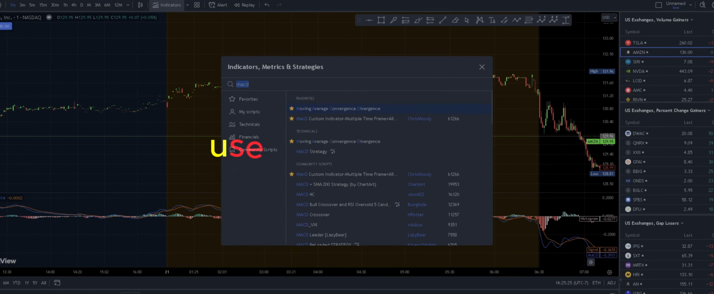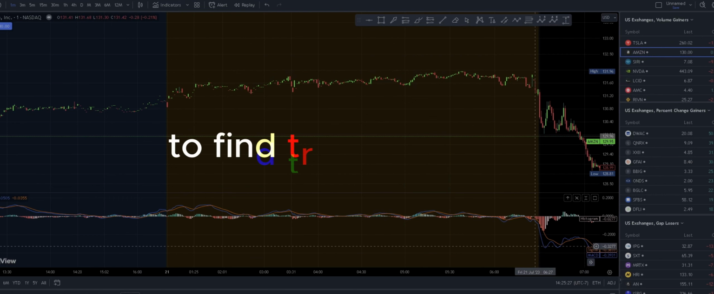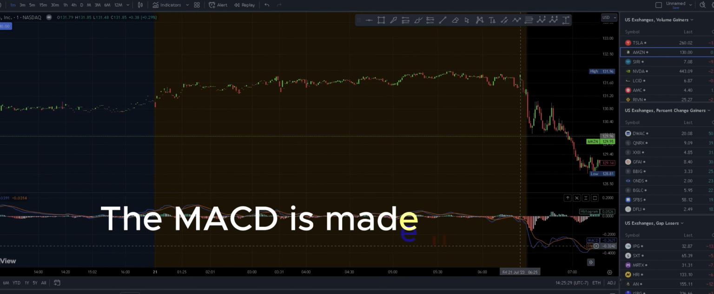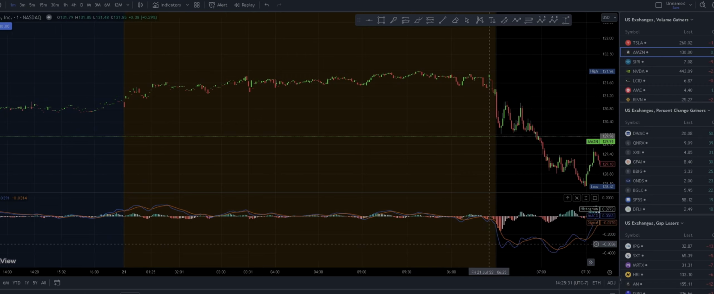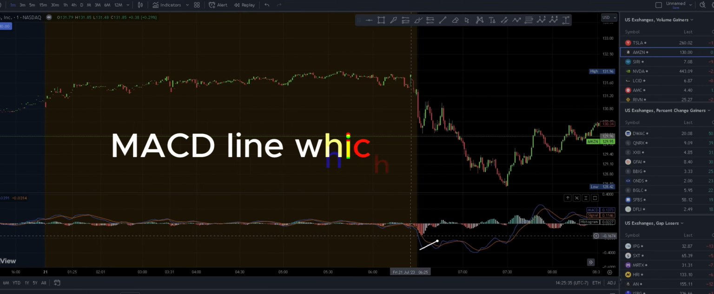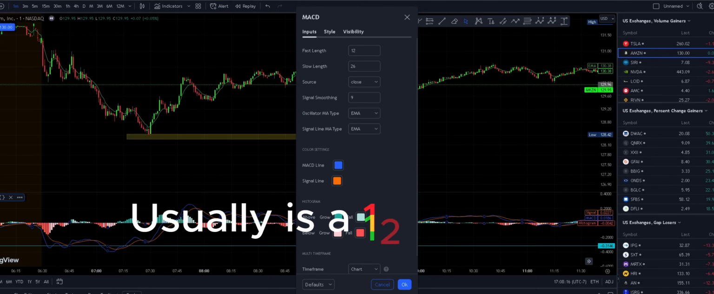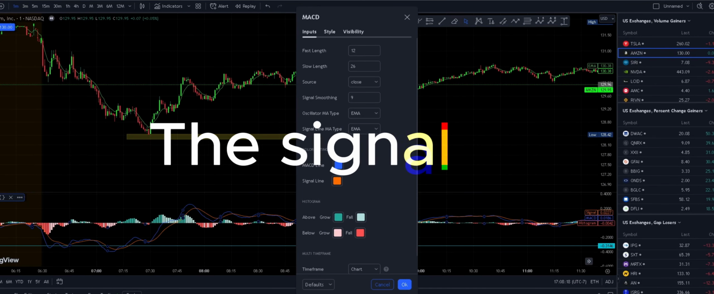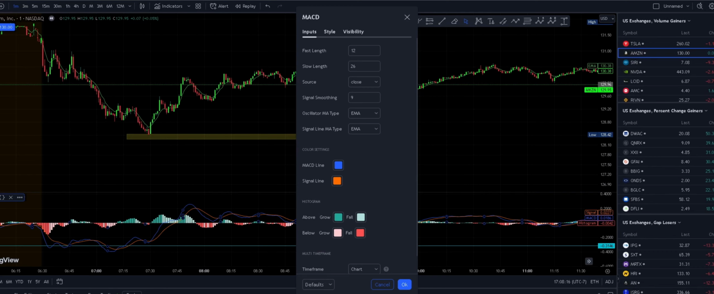Technically, this indicator uses moving averages to find trends in the market. The MACD is made up of the histogram, signal line, zero line, and MACD line. The MACD line, which is the blue line, usually is a 12-day moving average. The signal line, which is the orange line, is usually a 26-day moving average.